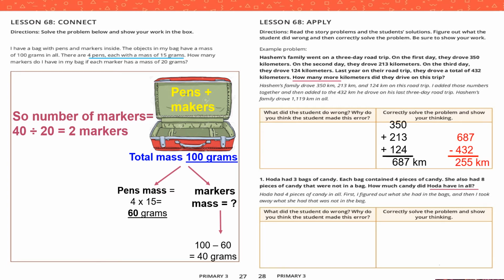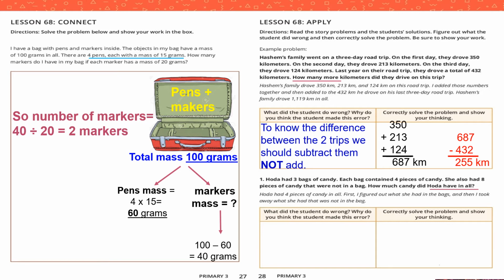So 678 minus 432. We will subtract using ones with ones. 7 minus 2, 5. 8 minus 3, 5. 6 minus 4, 2. 255 kilometers.